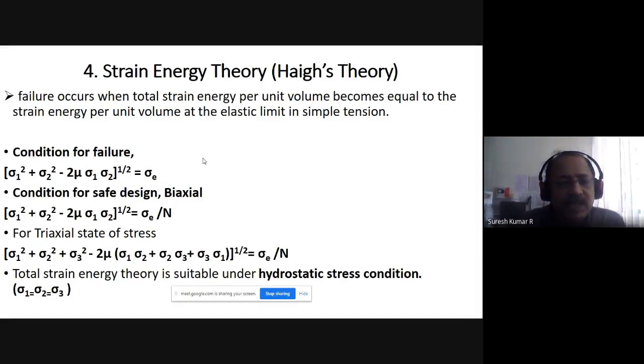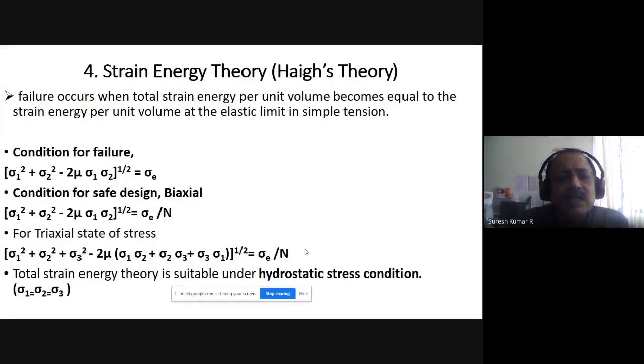This is for biaxial. For triaxial, where sigma 3 is present: sigma 1 square plus sigma 2 square plus sigma 3 square minus 2 mu into sigma 1 sigma 2 plus sigma 2 sigma 3 plus sigma 3 sigma 1, whole power half. That means under root. If it is restricted to sigma E by n, then the material remains safe. This is for total strain energy.